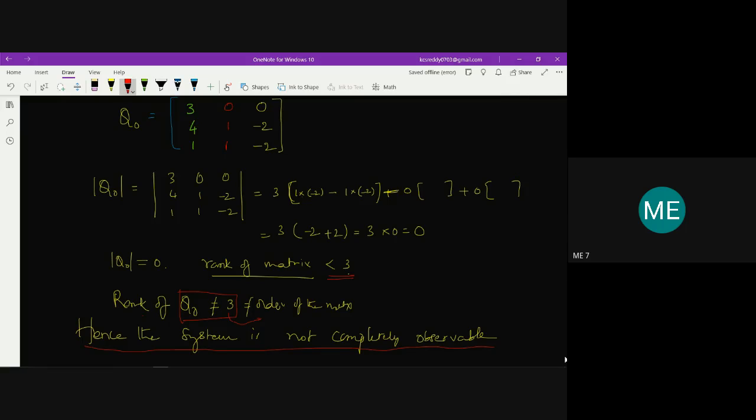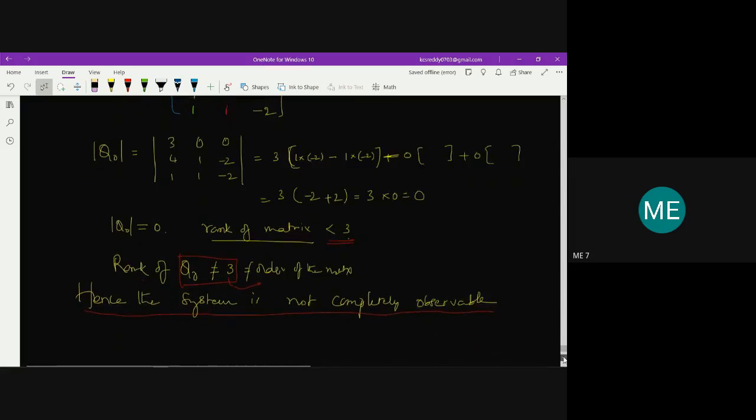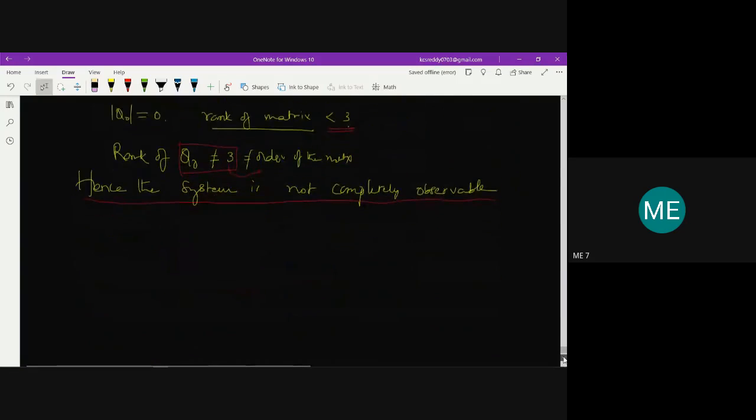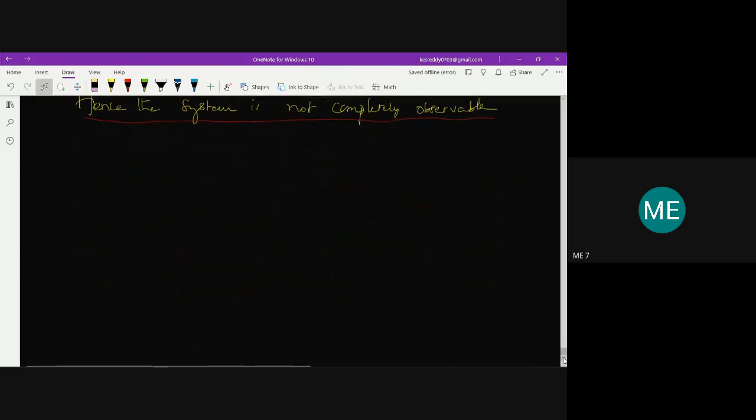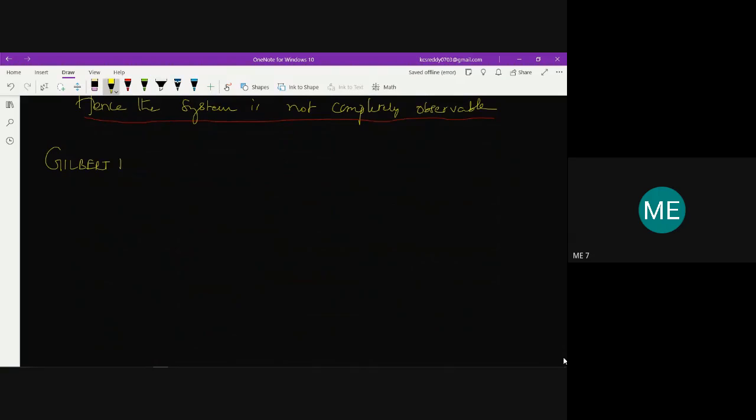Right. So this is the Kalman test of observability. Now how to find out, in a similar way, for the same kind of system, by using the Gilbert test.